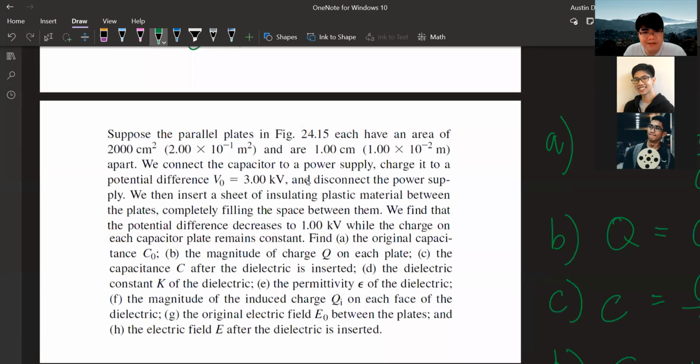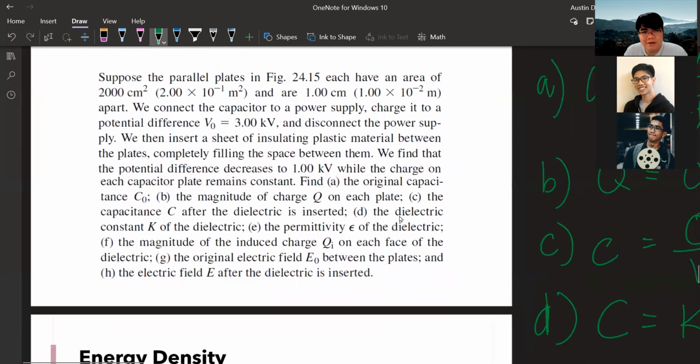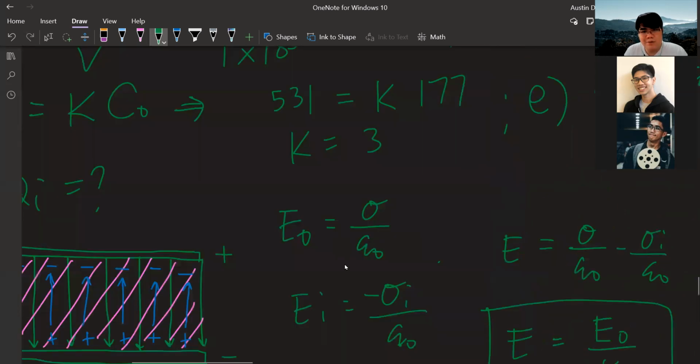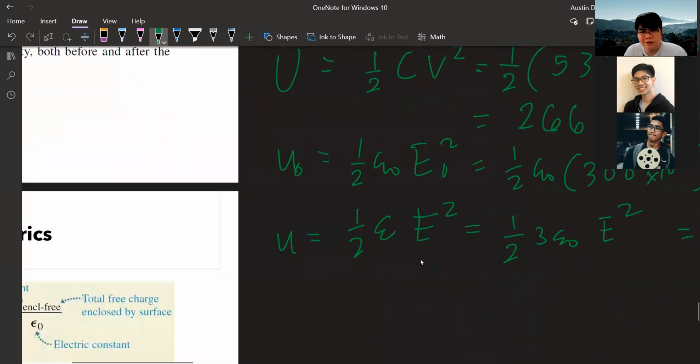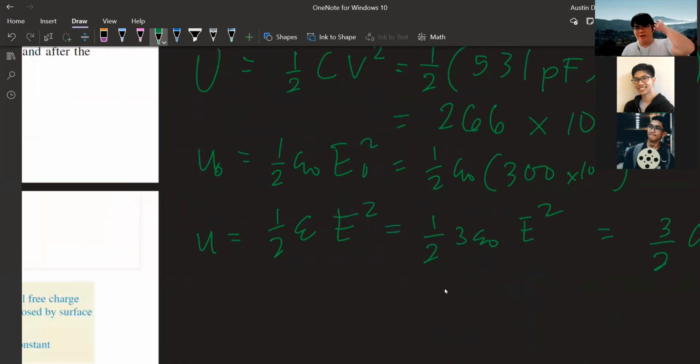Pansinin nyo dito sa sinabi sa tanong. Dinisconnect na siya sa power supply. But if you continue connecting it to a power supply, you can charge it up to a much higher energy. Okay? Kaya lang siya bumaba kasi kinuha na nung material, yung dielectric, yung other energy.